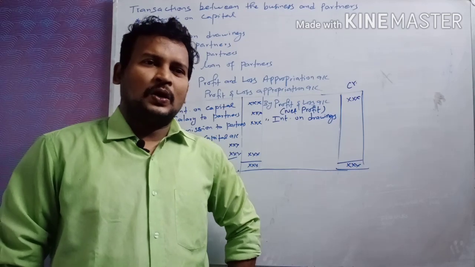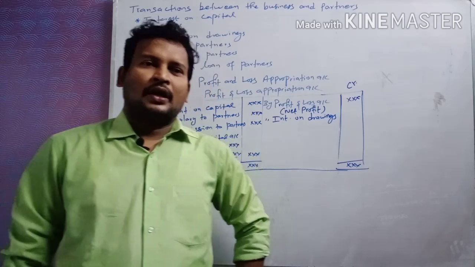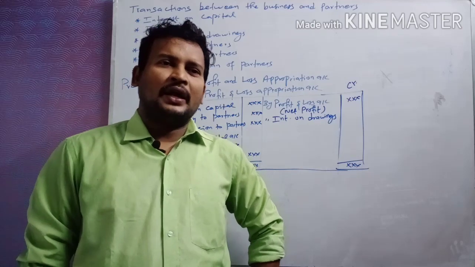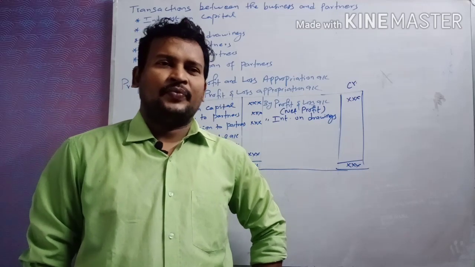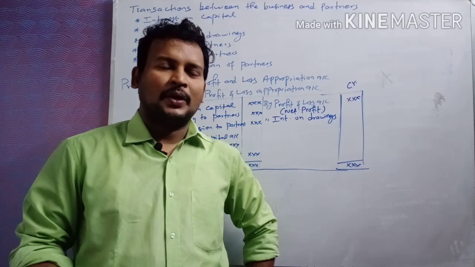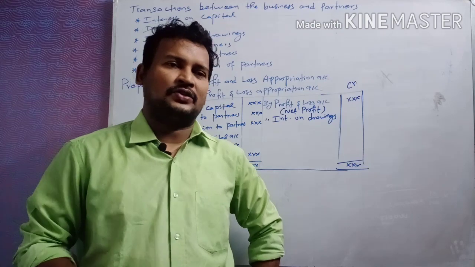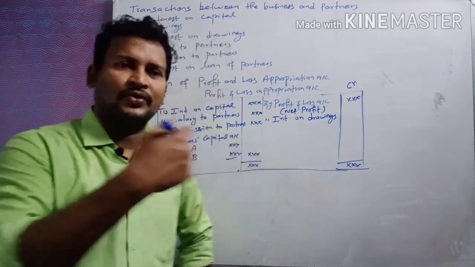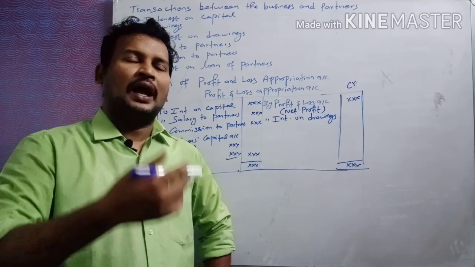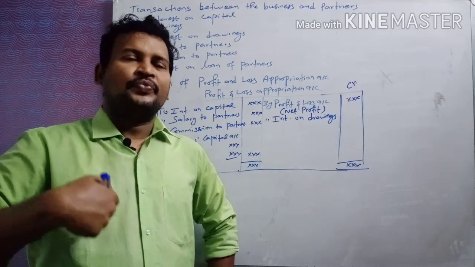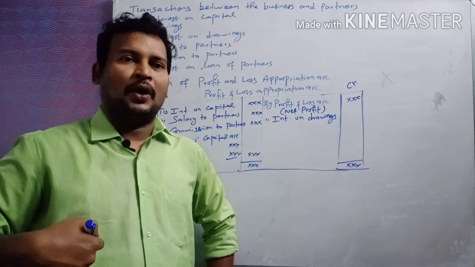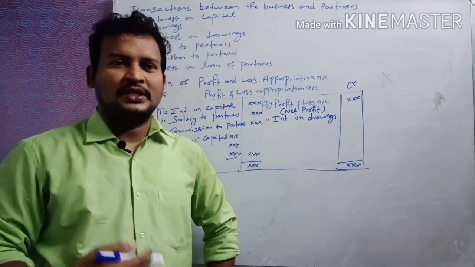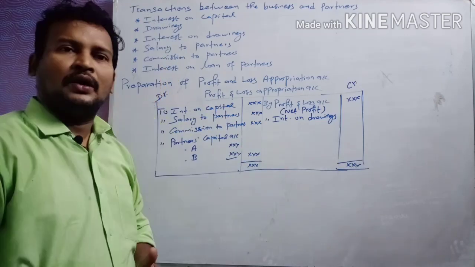Similar to interest on capital, on the amount withdrawn by partners, that is on the amount of drawings, the partners have to pay interest to the business, because they have withdrawn money, so they have utilized the amount, so the interest should be given by the partner to the business. So this is an income for the business.